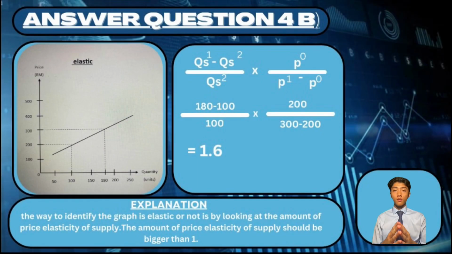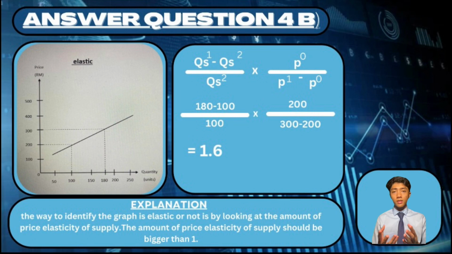So, the second graph is an elastic graph. Although you can see the difference in price and quantity supplied in the graph, you should calculate the price change and quantity change in supply using the formula given, which is new quantity supplied minus old quantity supplied divided by old quantity supplied. Then new price minus old price divided by old price. Then, multiply the answer for quantity supplied by the answer for price. You will get the price elasticity of supply for this graph, which is 1.6.